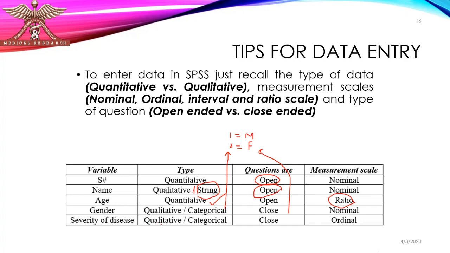It will not be given as 23, 45, and 96. That's why it is qualitative, it is categorical. It's closed because severity of disease has pre-assigned options like mild, moderate, and severe, and there is a natural order. That's why in SPSS, for measurement scale, we have chosen them as ordinal.